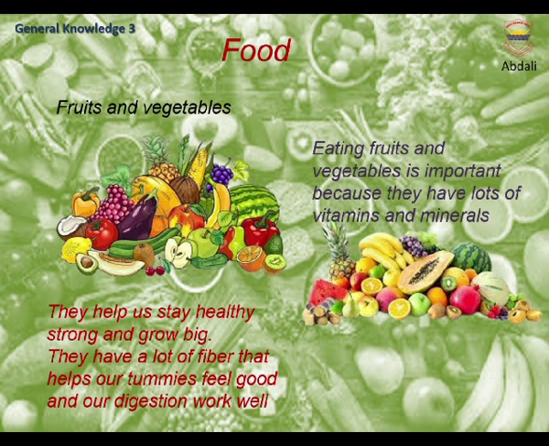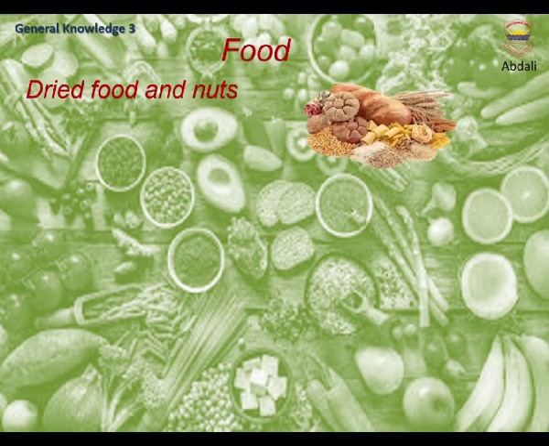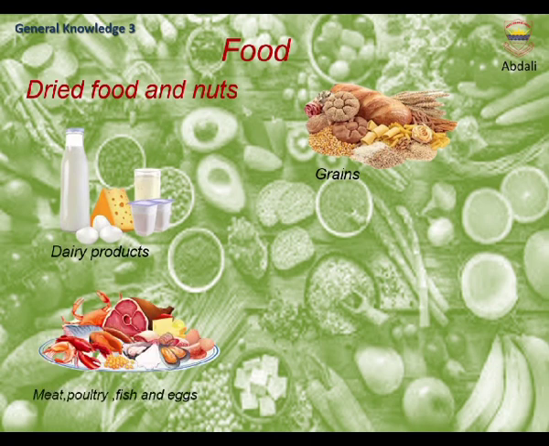Grains. Grains are foods like rice, bread, and pasta. They give us energy to run, play, and do all the fun things we love. They also have special vitamins and minerals that keep our bodies healthy and make us feel full and satisfied. Dairy products. Dairy products like milk, cheese, and yogurt give us calcium. Calcium is like a superhero for our bones and teeth, making them strong and healthy. It helps us grow tall and have big smiles.